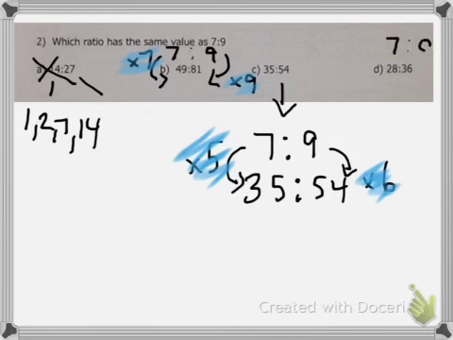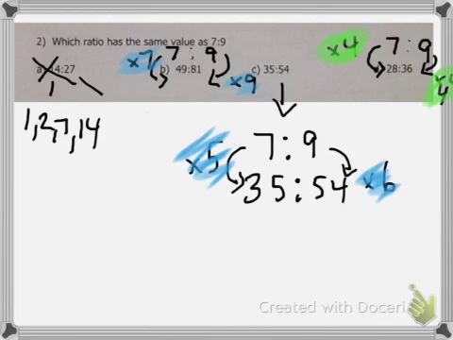7 to 9, I'm going to write just above. 7 times 4 is 28, and 9 times 4 is 36. So these are equivalent. I'm going to use a different color here. So there we go. We multiplied the 7 and the 9 by 4 each time.